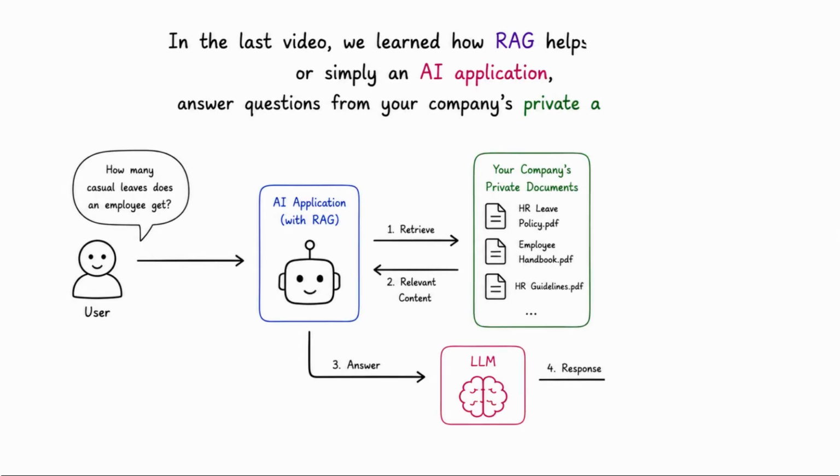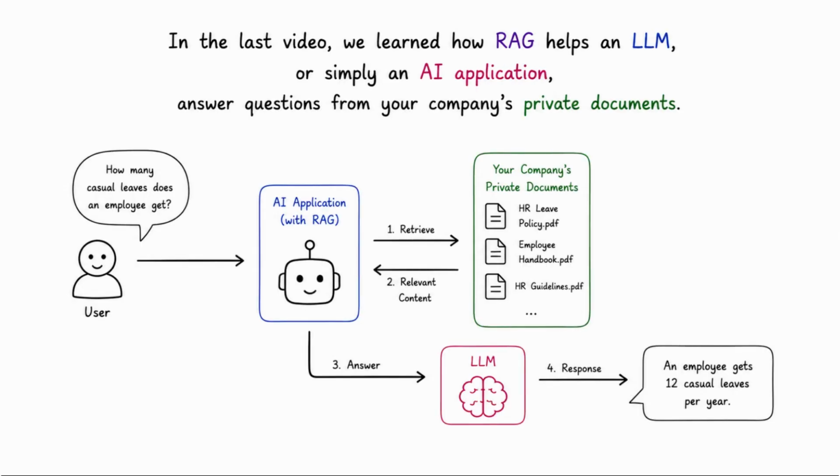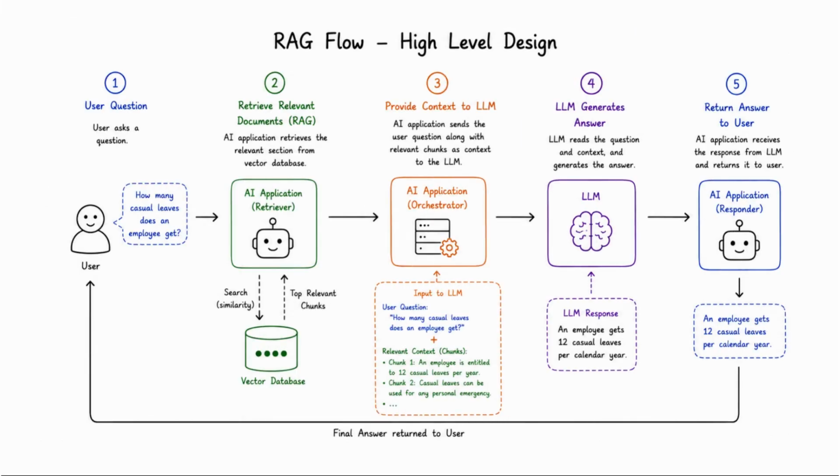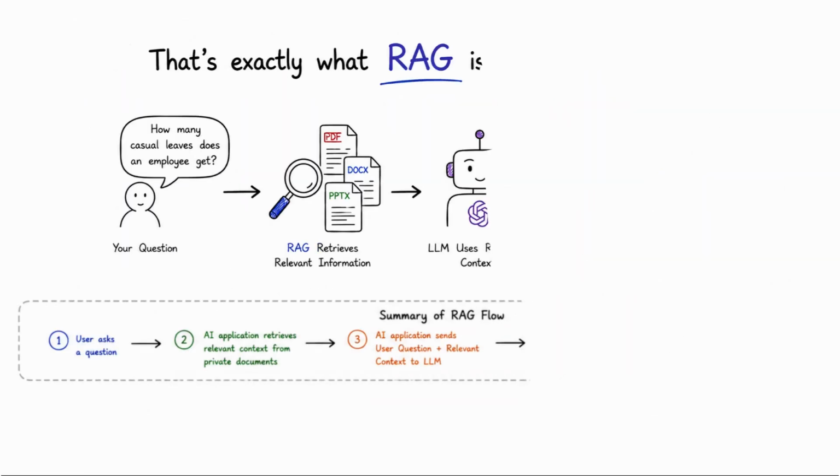In the last video, we learned how RAG helps an LLM, or simply an AI application, answer questions from your company's private documents. For example, if I ask how many casual leaves does an employee get, our application first retrieves the relevant section of the HR policy document, passes that section as context to the LLM, and then the LLM answers based on that context. That is exactly what RAG is designed to do.